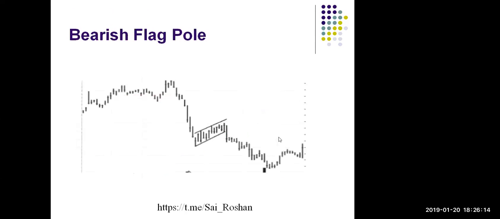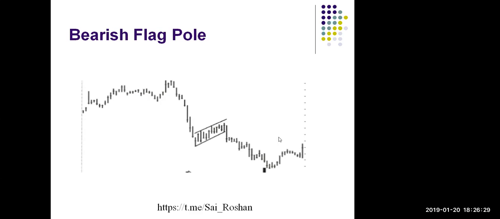Okay, this is the opposite of it. I tried my best to find charts, but I couldn't find it. So I just picked it up just for understanding. So if you have understood the bullish flagpole, this is very simple.